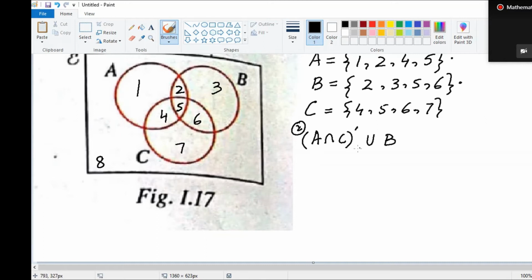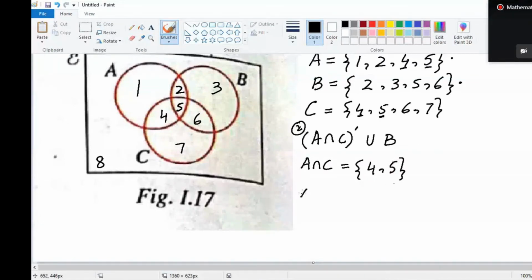Okay. So A intersection C whole complement, I'm going to find out A intersection C first. So when I see the commons in A and C, I find out that 4 and 4 are common in them, and 5 and 5 are common in them. So A intersection C will be 4 and 5.